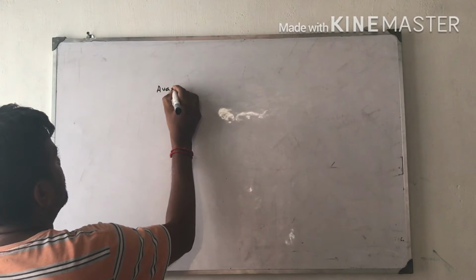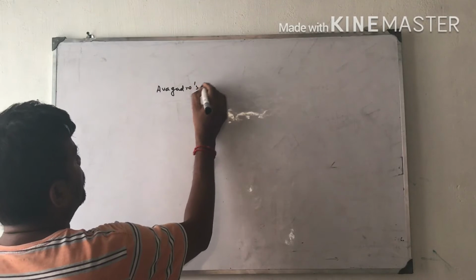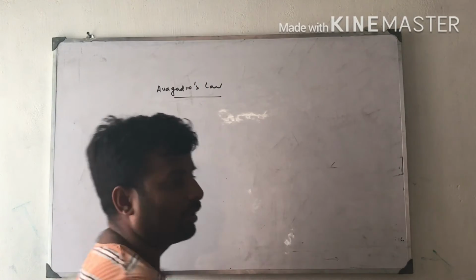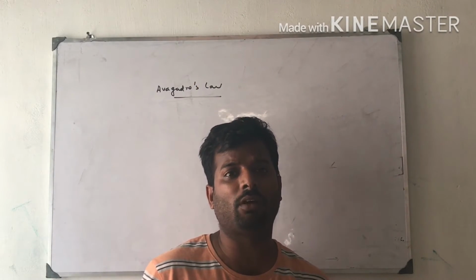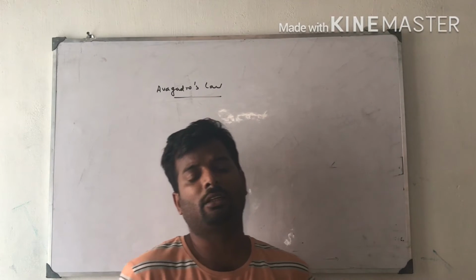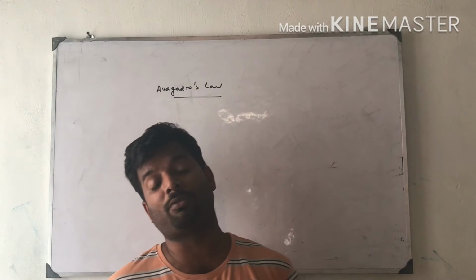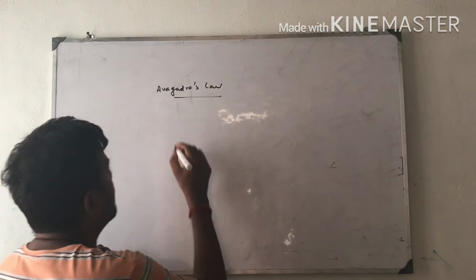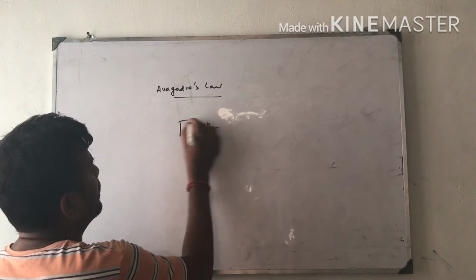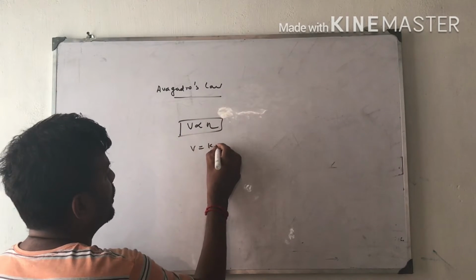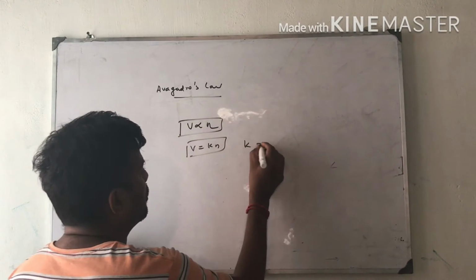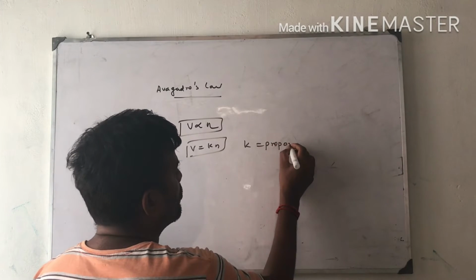Avogadro law. According to Avogadro law, equal volumes of gases will contain the same number of molecules irrespective of their physical and chemical properties. Here V is directly proportional to N, and V is equal to K into N. K is the proportionality constant.